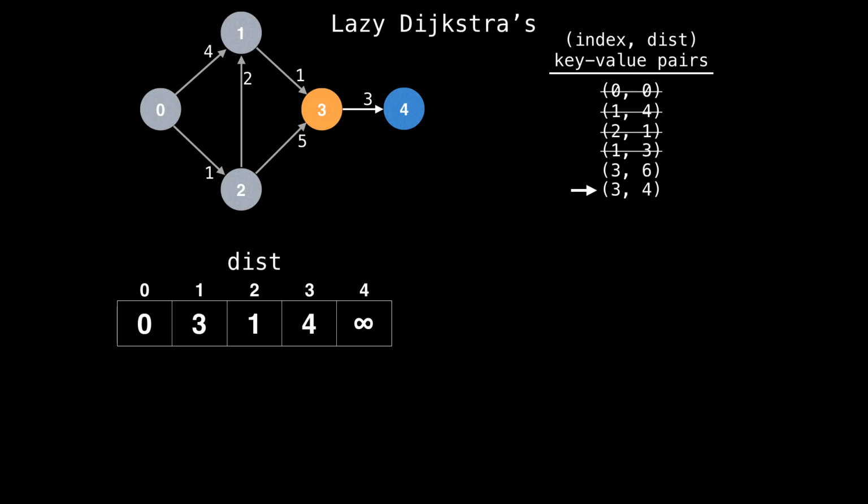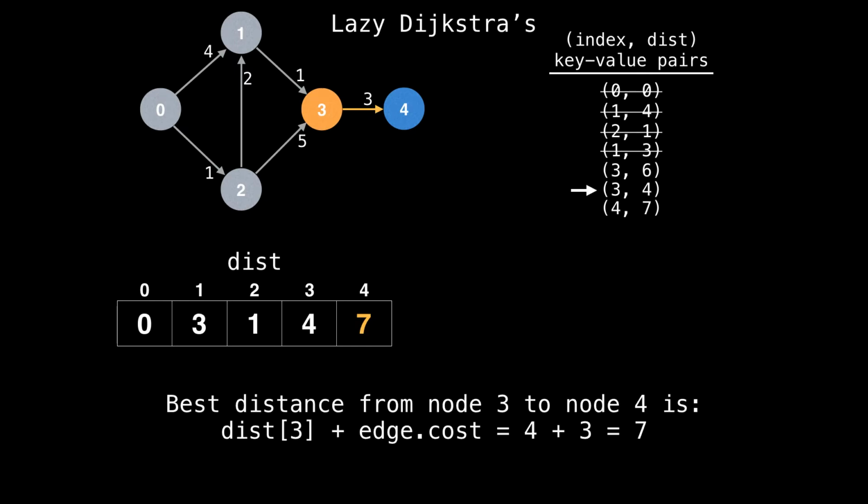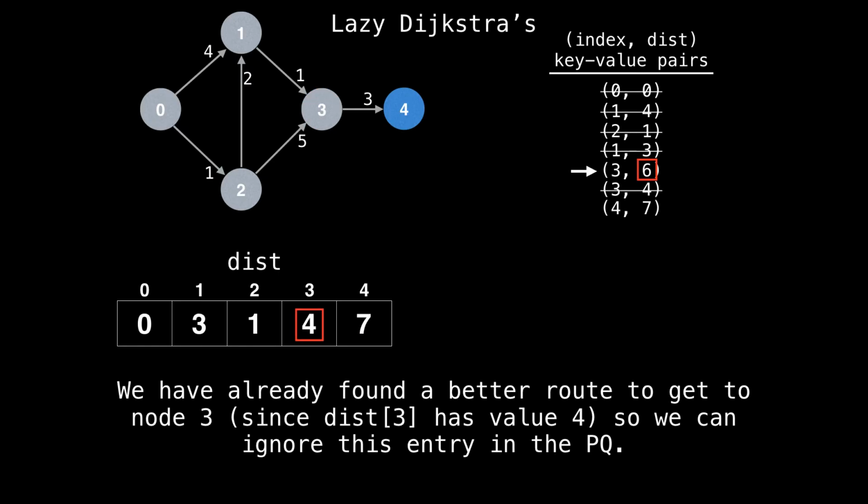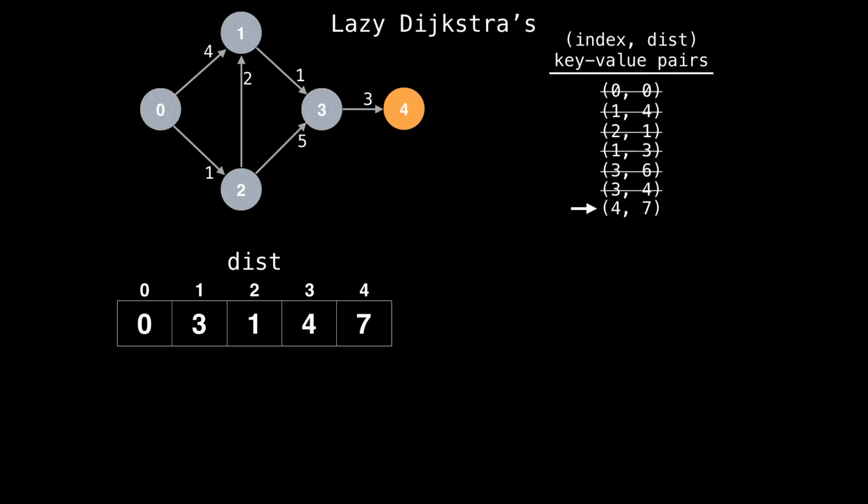Next up is node 3. Update the best distance to node 4 to be 7. We already found a better route to node 3, so skip this entry in the priority queue. Finally, visit node 4. And that's all for the lazy implementation of Dijkstra.